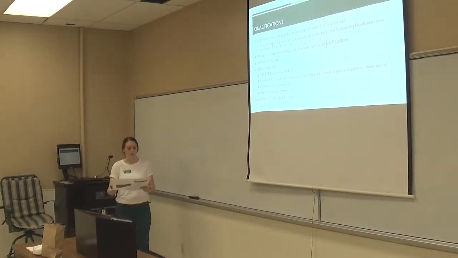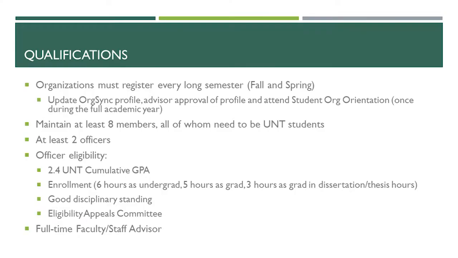So the first thing is qualifications. Organizations must register every long semester, fall and spring. In the fall, they need to update their profile on OrgSync, have that approved by all of you as their advisor, and they also need to send an officer to student org orientation.